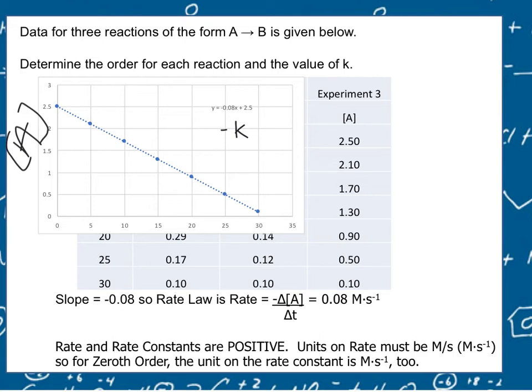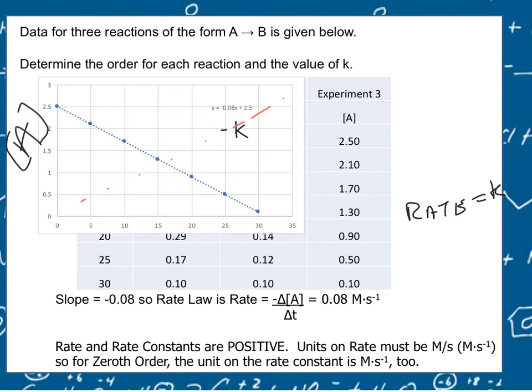So I'm going to put that into my rate law, where the rate is the negative change in A, because A is a reactant, it's going away, and it's equal to 0.008. And that's just because the rate for zeroth order, rate equals k. So one thing to note here, this slope is a negative slope, it's equal to negative k. Rate and rate constants are positives. The slope was just negative because we're dealing with A going away. We could just as easily be talking about B forming, and we would have a positive slope.